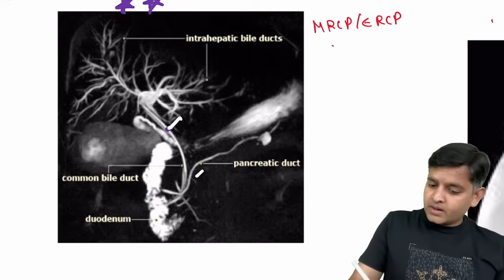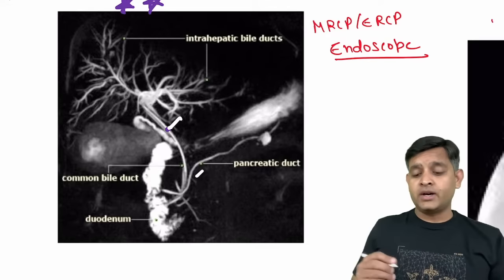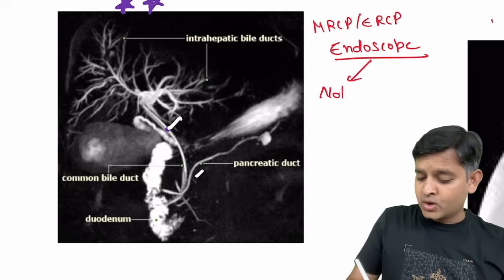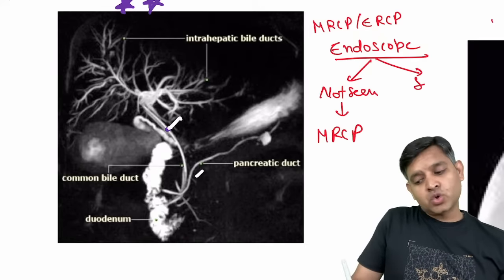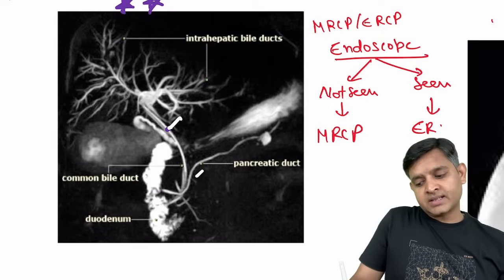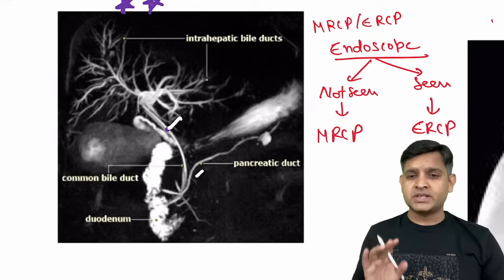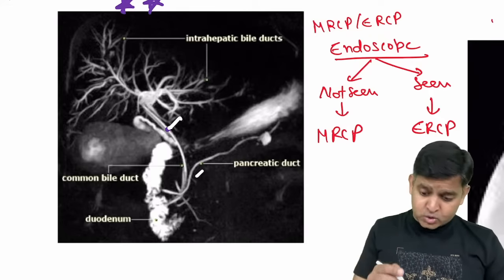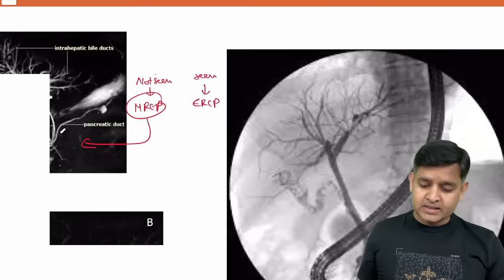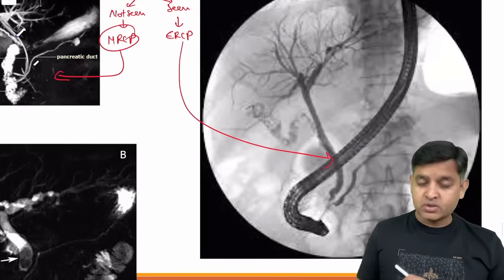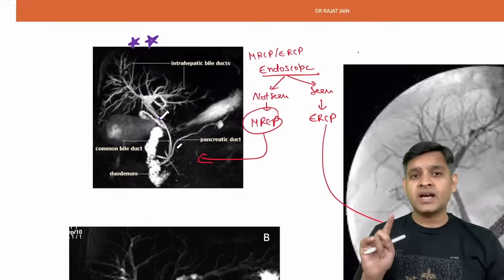So what you need to remember: always look at the endoscope. If the endoscope is not seen, it is MRCP. If the endoscope is seen, it is ERCP. So the endoscope is not seen here, that means this investigation is MRCP. Whereas the endoscope is seen here, so this investigation is ERCP. So this is ERCP, this is MRCP.